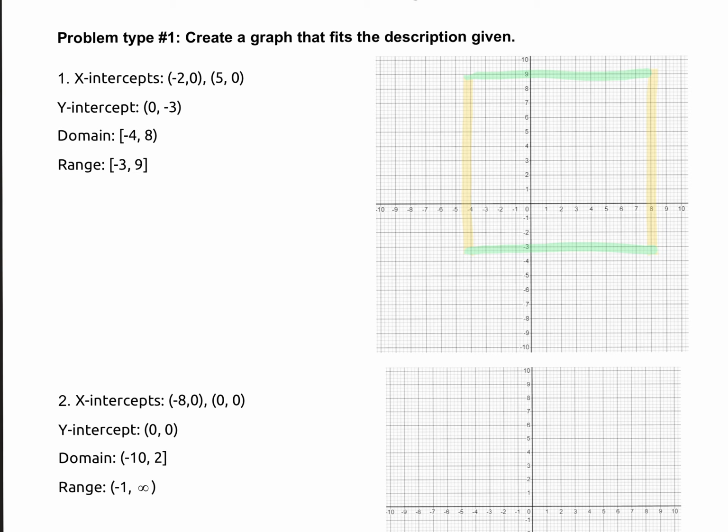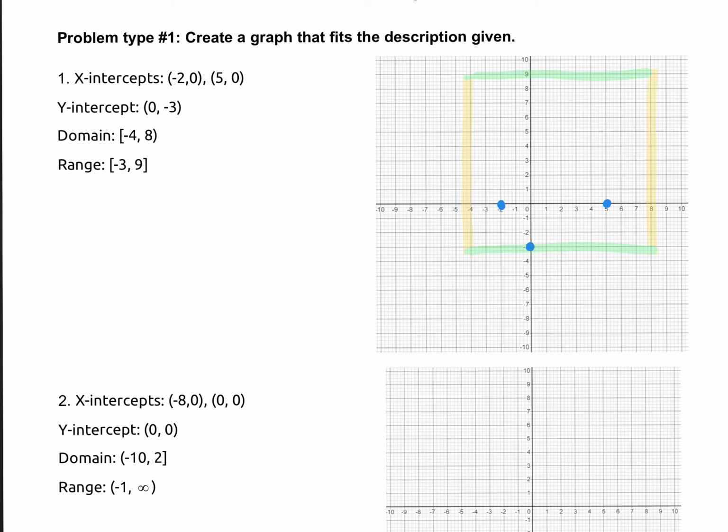Now, when I start to create my function, I have to make sure I include -4, but not 8 for x's. I include -3 and 9. So maybe I do something like this. I start down here at the point -4, -3, and I just create this function that goes all the way up to 9, and then it comes back down, and then, oh, I forgot my intercepts. That's really important. So let me back up here for a second. I have to have the intercepts -2, 0, 5, 0, and then 0, -3.